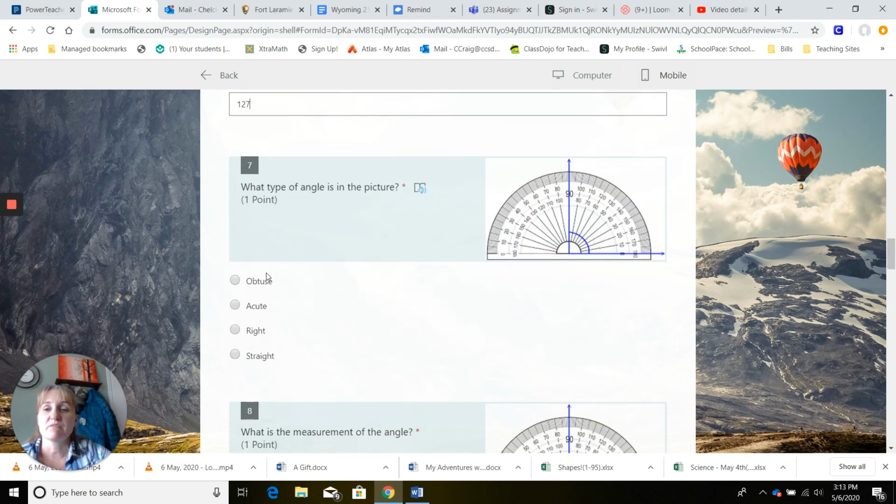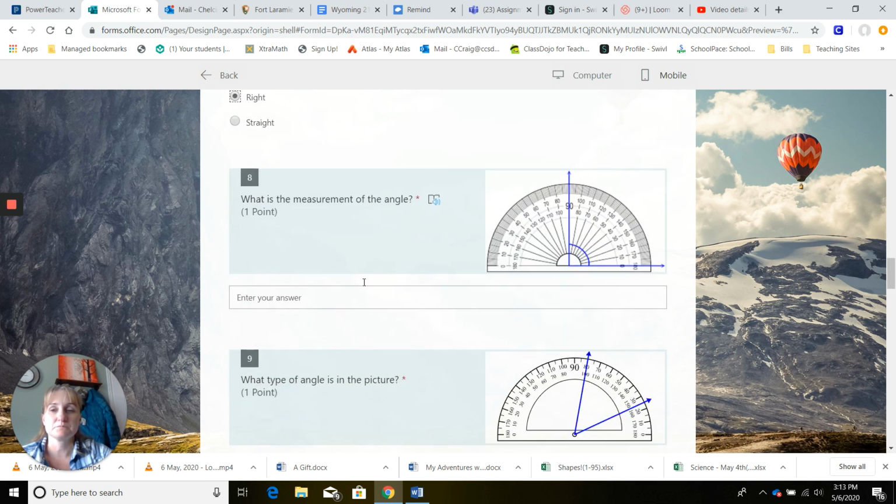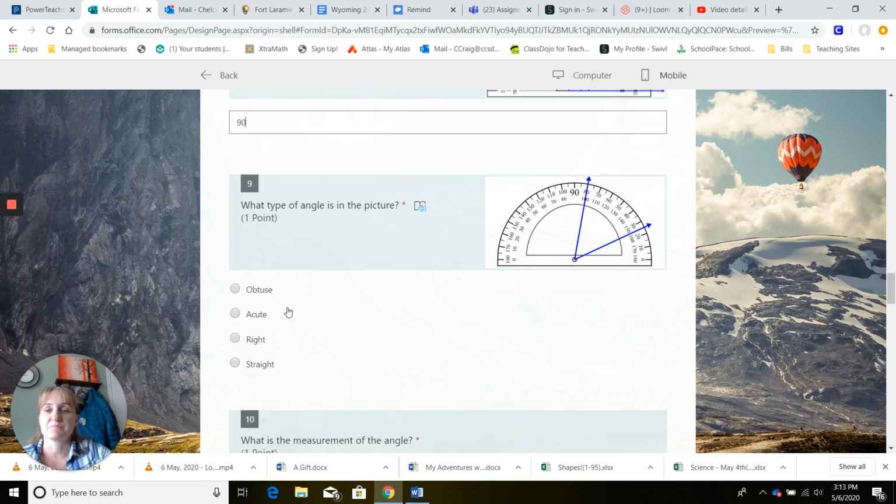Okay, number 7, what type of angle is in this picture? So I have one angle on 0 and the other one straight up in the air, exactly on 90. So whenever we see a 90-degree angle, we call that a right angle. So what is the measurement of the angle? Well, we kind of talked about that already, it is 90 degrees. Remember, I'm not going to write the word degrees, just the digits.